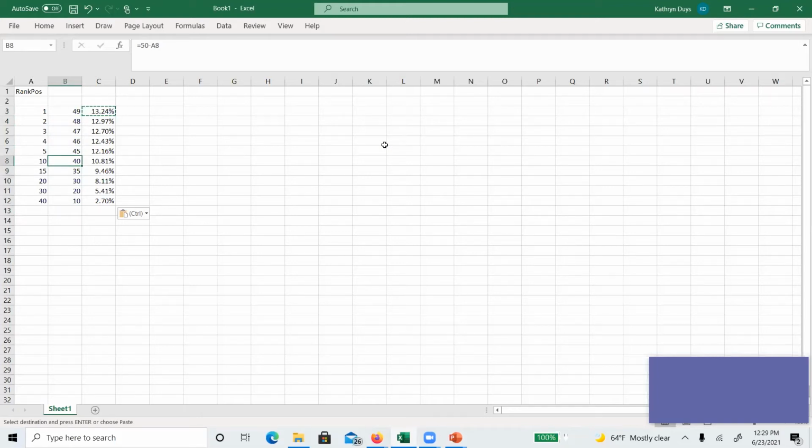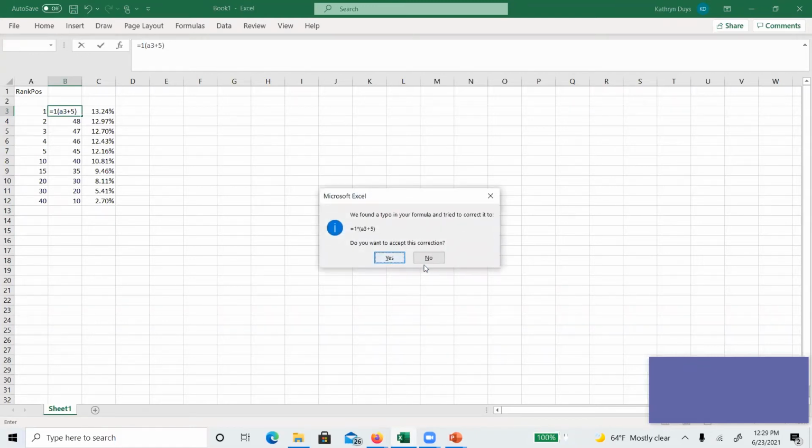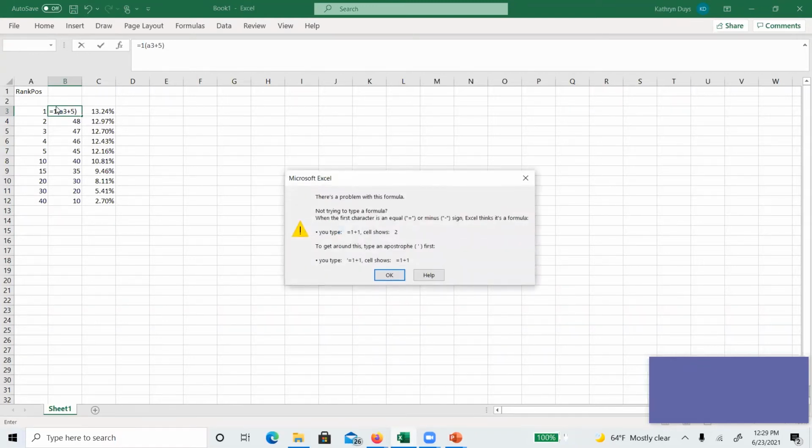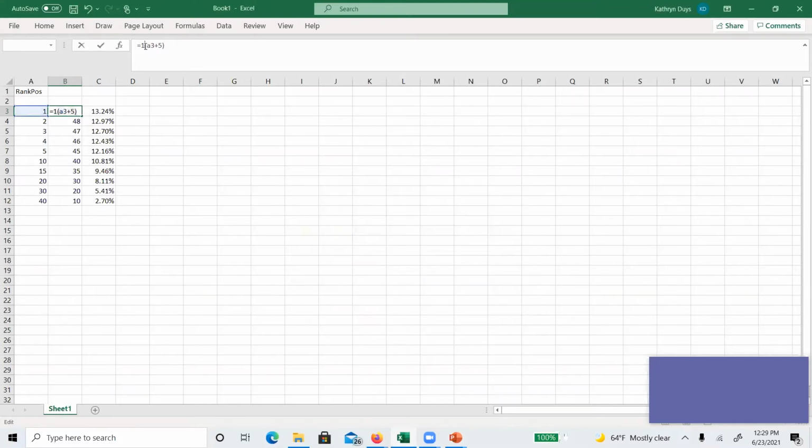Now, there are some more complicated ones. Here's one, the second one as an example: 1 divided by the rank position plus 5. Whoops, forgot the dividing sign. All right. So now you can see it's slightly different results.